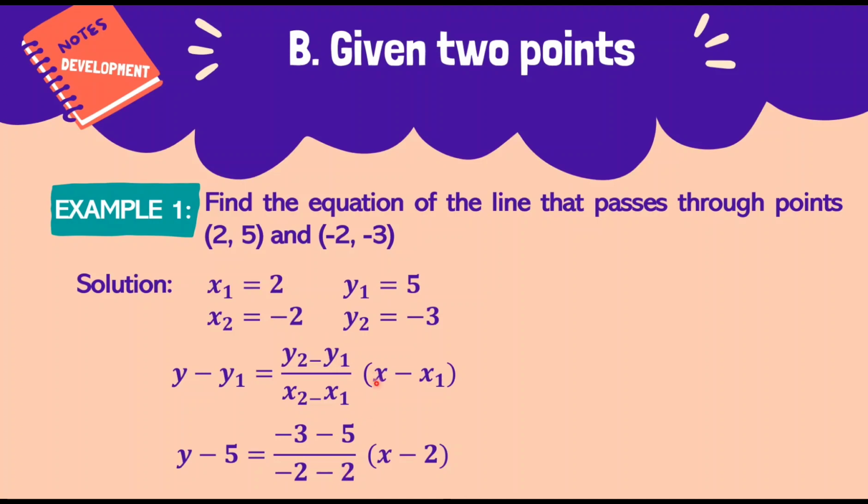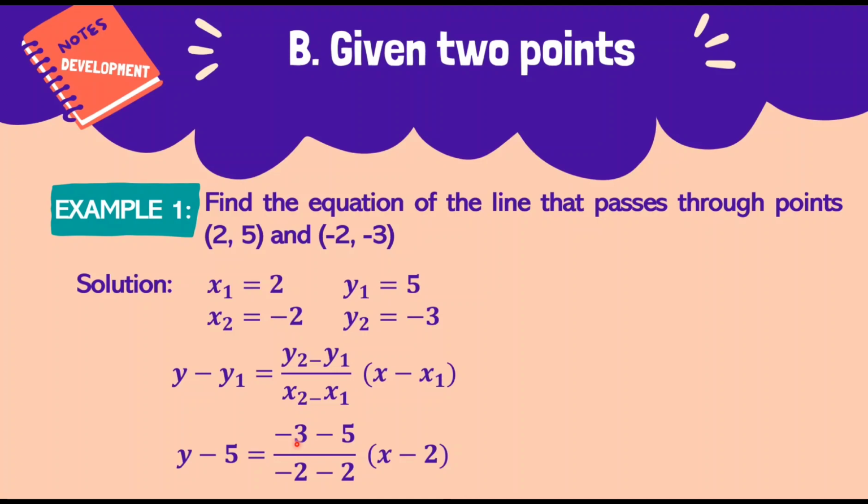And then let us write x. Wala pong values ang ating x at saka y na ito. Kasi ang may values lang natin ay x sub 1, x sub 2, y sub 1, at y sub 2. So retain siya. And then the value of our x sub 1, we have positive 2. So minus 2. And then the next one is to perform the operation. So syempre, i-perform muna natin ang operation ng numerator at denominator.